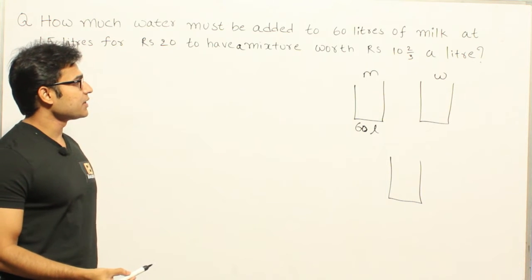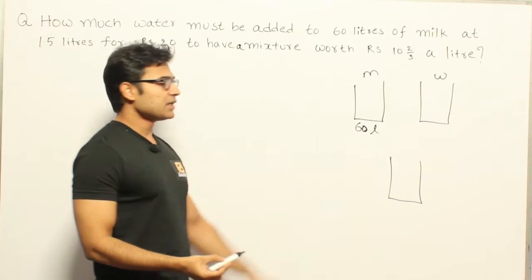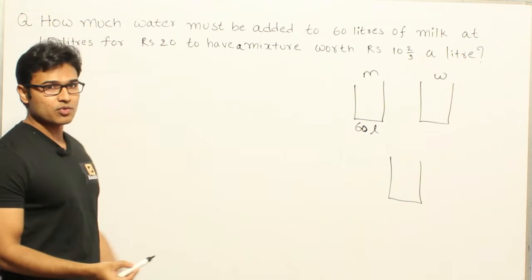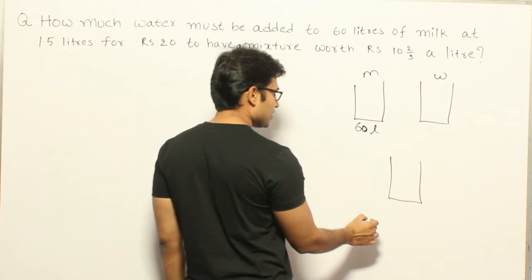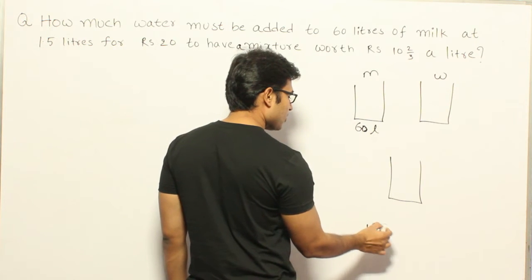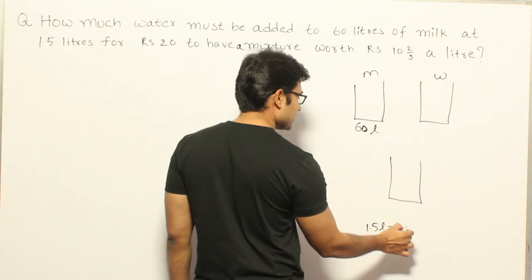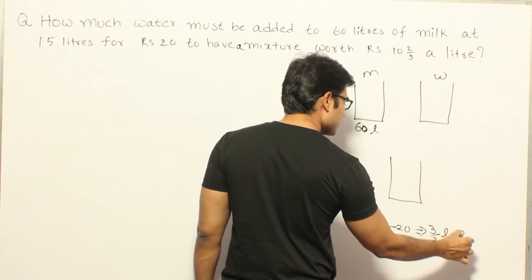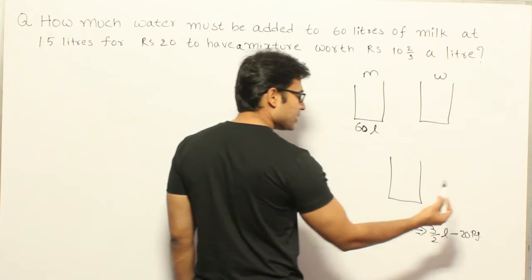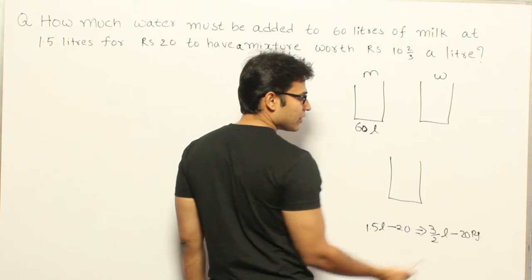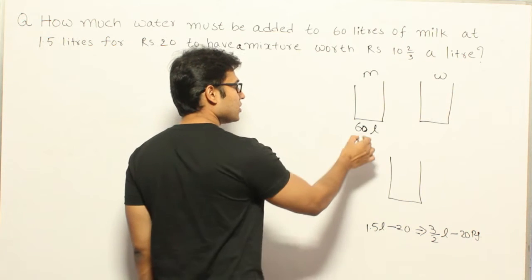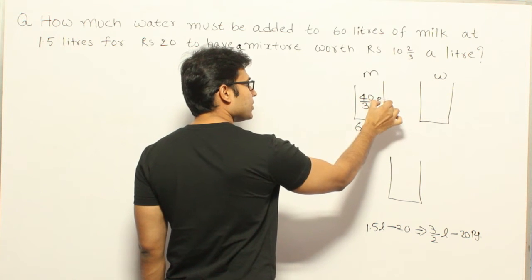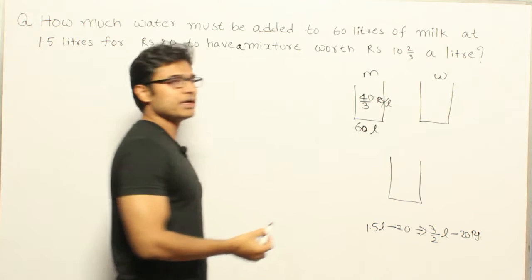Now initially they are saying that the cost of the milk is, how much? 1.5 liters for 20 rupees. See this, the cost is given like this. For 1.5 liters this is 20 rupees, right? Which means for 3/2 liters it is 20 rupees. Now for 1 liter what will be? Multiply by 2 and divide by 3, it is 40/3. Therefore the cost of this one is 40/3 rupees per liter. That is the cost of milk.